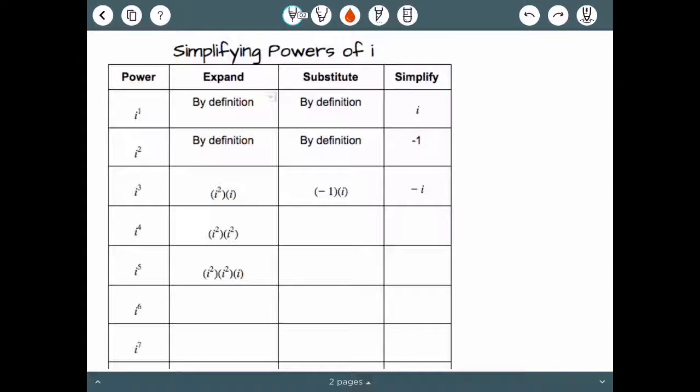All right, hey teen. Today we're talking about powers of i. So what happens when you multiply i times itself a whole bunch of times?